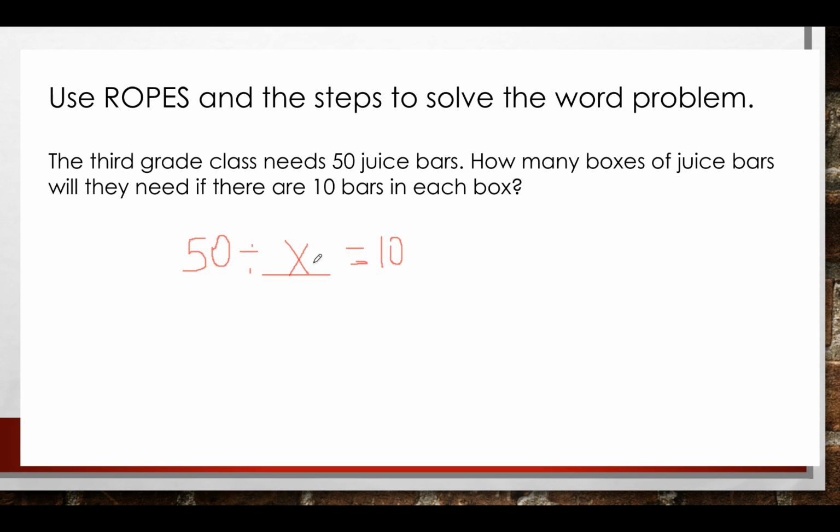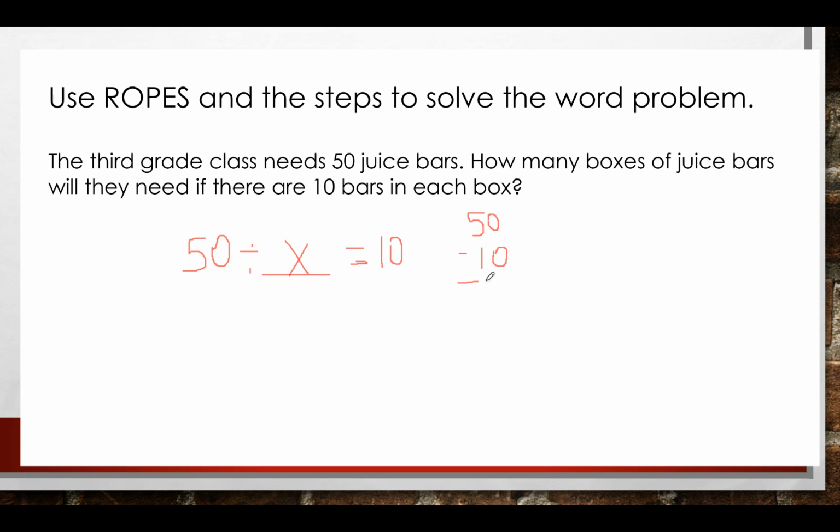All right, so we need to figure out what number can we put there in order to get 10 as our answer here. So there are several things that we can do. We could take 50 and we could use repeated subtraction. Since we know that there's 10 bars in each box, we could say 50 minus 10. And we would just keep subtracting 10 until we get to 0.